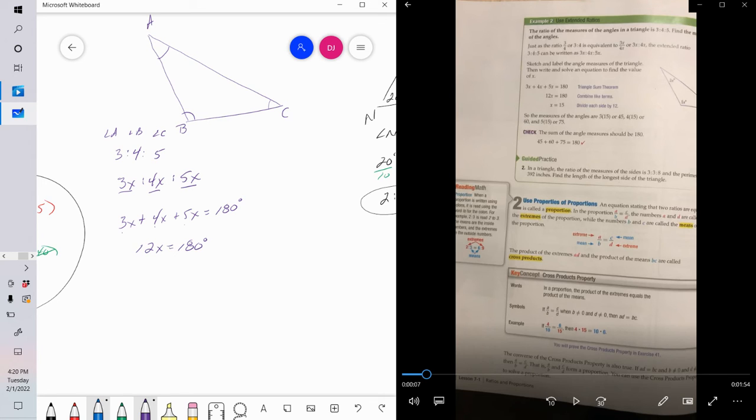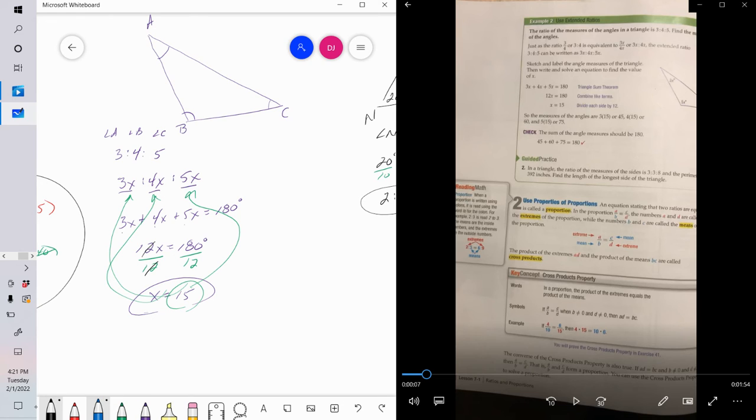12x equals 180 degrees. So now I'm going to divide both sides by 12. 12 divided by 12 is 1. And we're going to get x equals 180 divided by 12, or 15. So x equals 15. What that tells me then, x is 15. So I'm going to take that 15, substitute that back in for the x's.